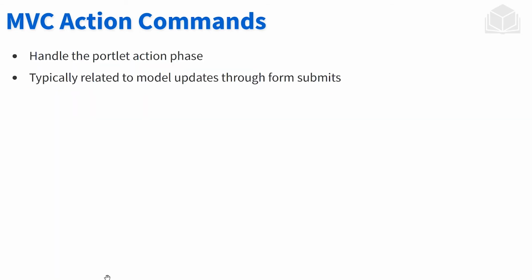MVC Action Commands handle the action phase of the portlet lifecycle. They work very similarly to what we saw in the render command. The action phase in our example is typically invoked when we're doing something to our database object or our model entity. So whenever we're doing something like editing an assignment, deleting an assignment, or adding an assignment, this is when the action phase is going to occur.